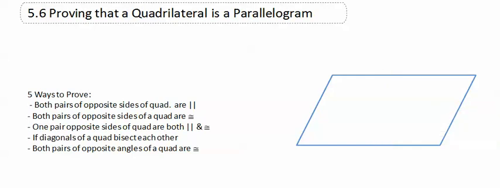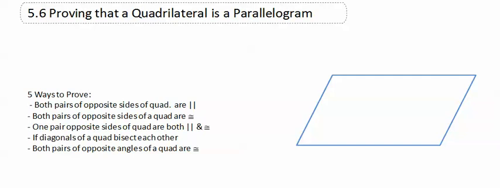The next is to prove that both pairs of opposite sides of a quadrilateral are congruent. So in this case, what we would do is prove that this side is congruent to this side, and then this side congruent to that side.